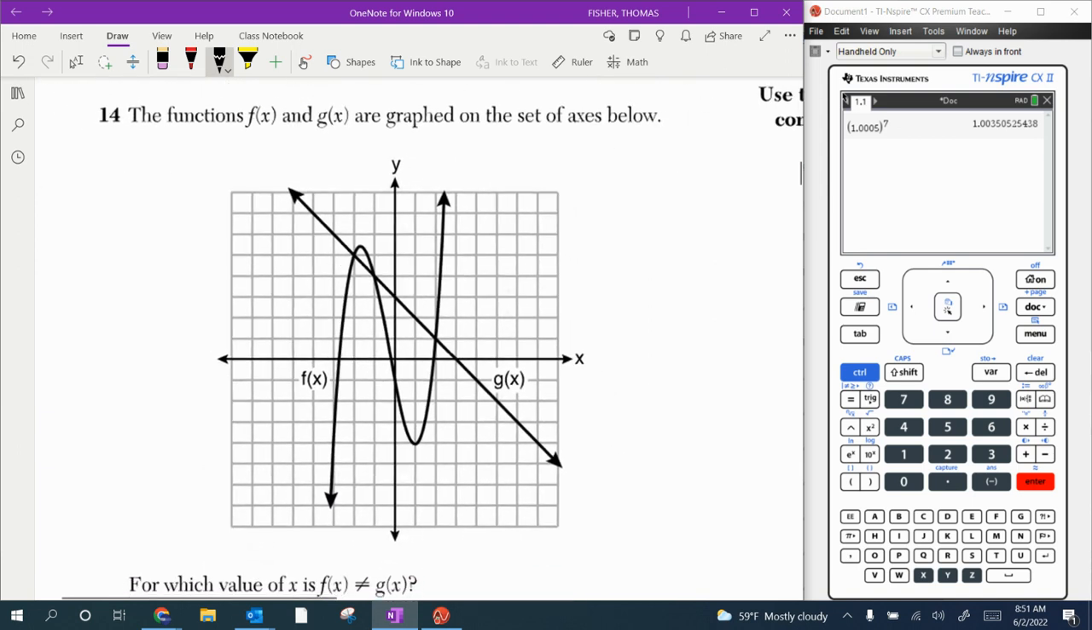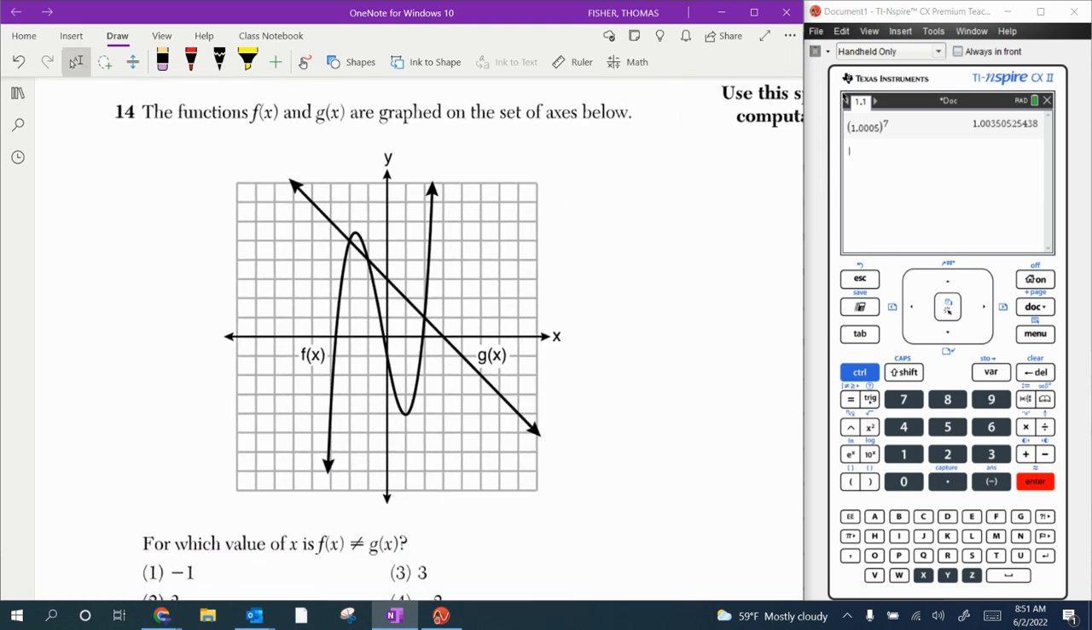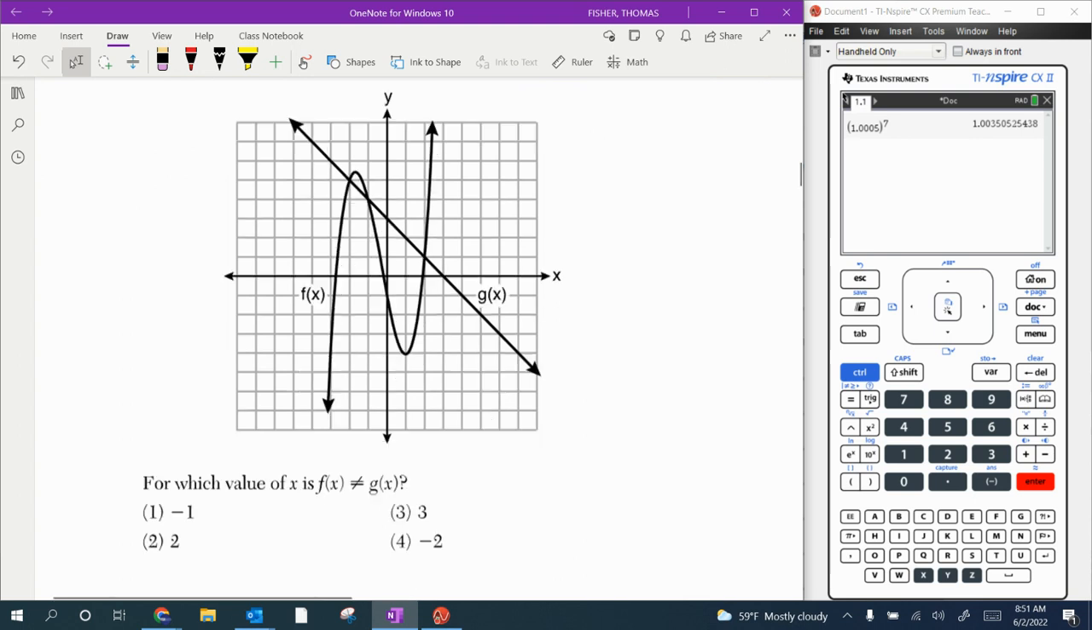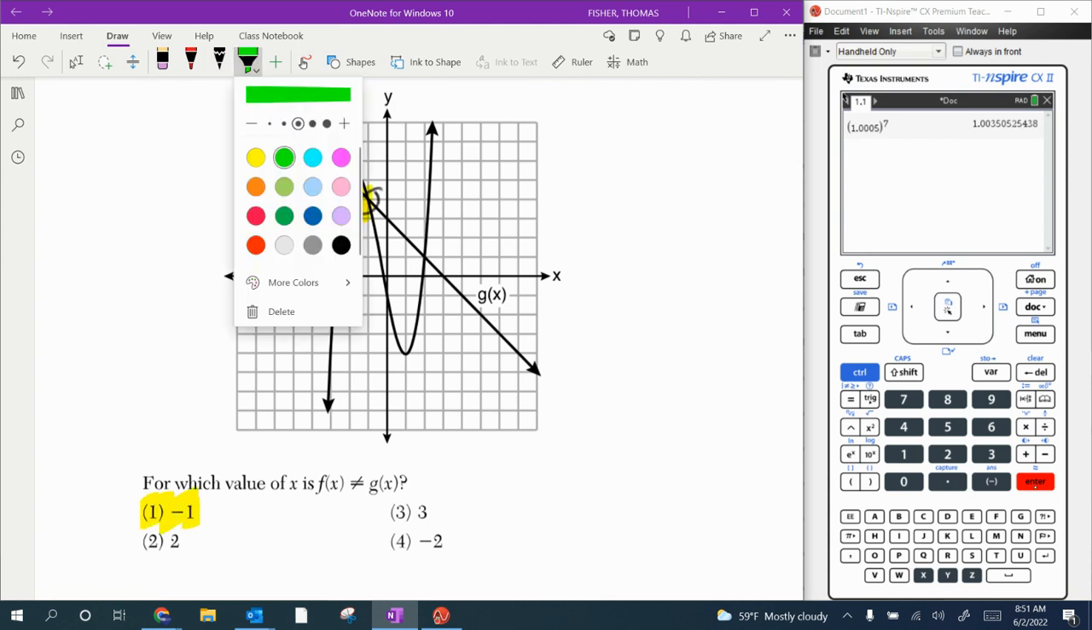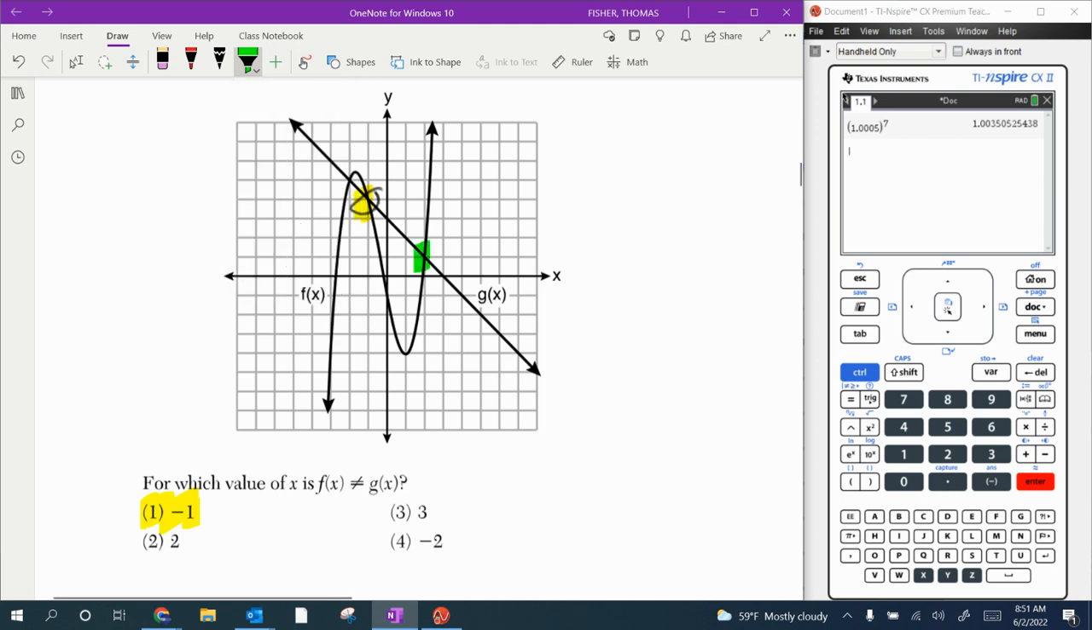So for number 14 here, we have f of x and g of x on the same grid. So for which value of x are they not equal? That's what this means. Where are the graphs not crossing? So every other point they're crossing. So let's see. So at -1, they're crossing here. That's the first one. They're crossing again at this x over here, which is at 2. So it can't be that one because we want the one that's not equal. And they're crossing again over here, which is -2. So it's none of those 3 because those 3 are all equal, so it's got to be choice 3.